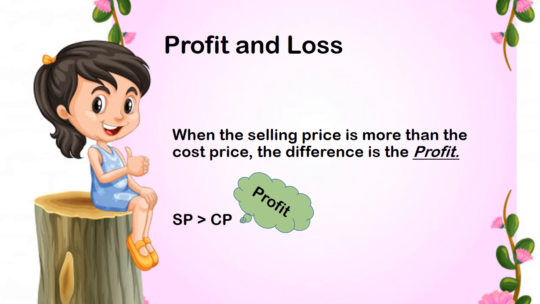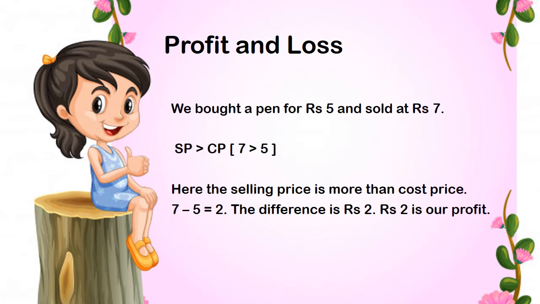What is a profit? When the selling price is more than the cost price, the difference is the profit. In profit, the selling price will be greater than the cost price. We bought a pen for 5 rupees and sold it at 7 rupees. Here, the selling price is more than the cost price. 7 minus 5 is equal to 2. The difference is 2 rupees. That 2 rupees is our profit.